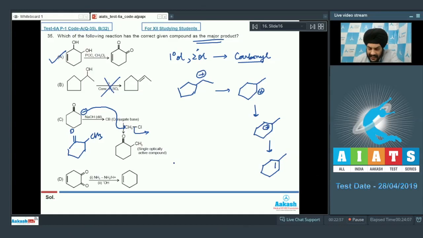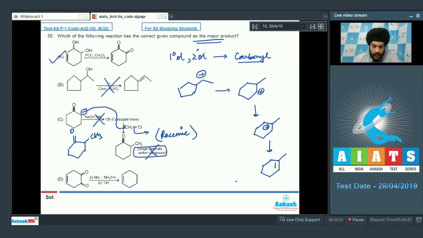Now it is given to us that the product consists of only a single optically active compound. This is incorrect, students. The attack of the carbanion will lead to a formation of a racemic mixture and not a single isomer as mentioned to us in the question. So this is incorrect, students. There will be racemization which is happening.